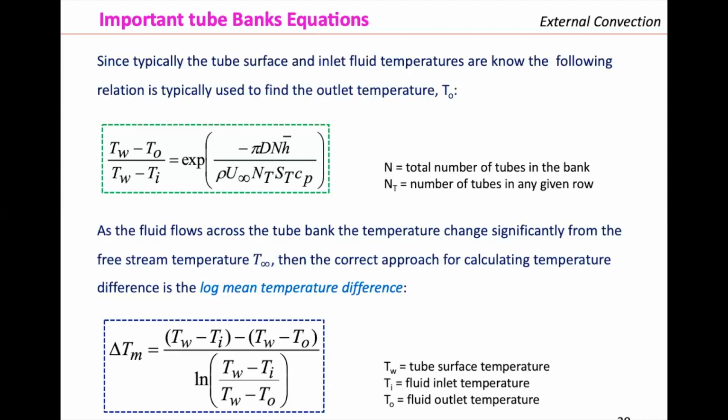No, because we have a 2D arrangement. We have a bunch of tubes, so we have different profiles of temperatures happening there. So in order to approximate the average temperature occurring in the bank, we use the log mean temperature difference, okay, that is given by this equation, where TW or TS is the tube surface or wall temperature, TI is the fluid inlet temperature, and T naught is the fluid outlet temperature. So again, for tube banks, you cannot just take the average temperature occurring in the bank. You need to get the log mean temperature difference.